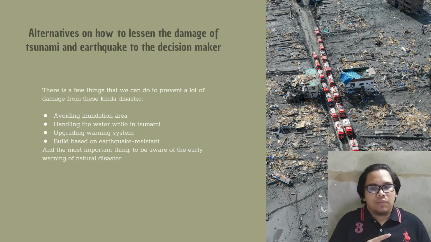Second, handling the water in tsunami. The government can build a system that can handle water flow such as tsunami to avoid more damage to property in the affected area. Third, upgrading the warning system. The warning system needs to be upgraded so it can detect and alert citizens effectively, so that citizens can be prepared for any circumstances.